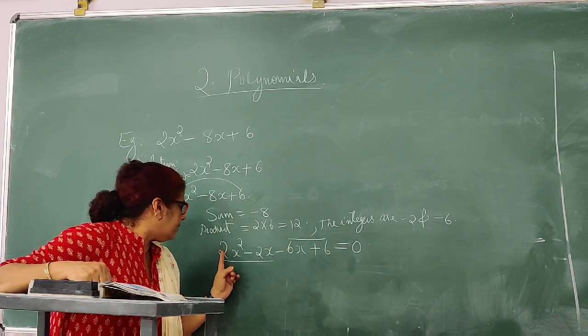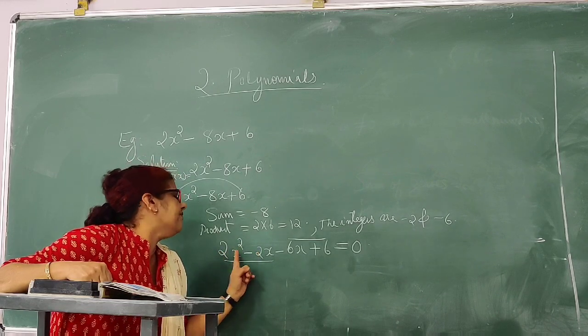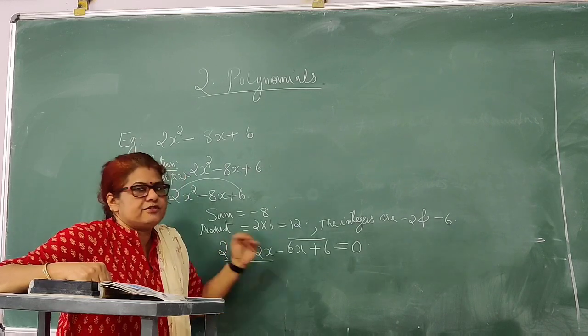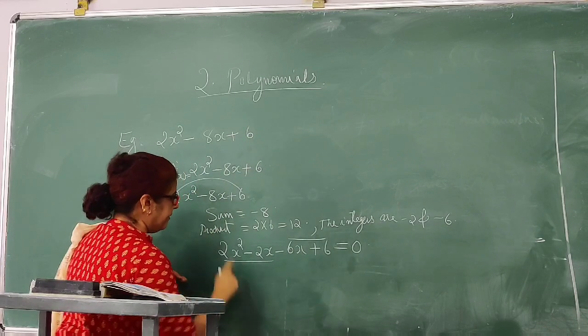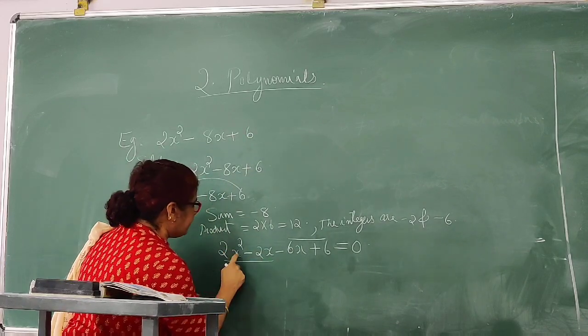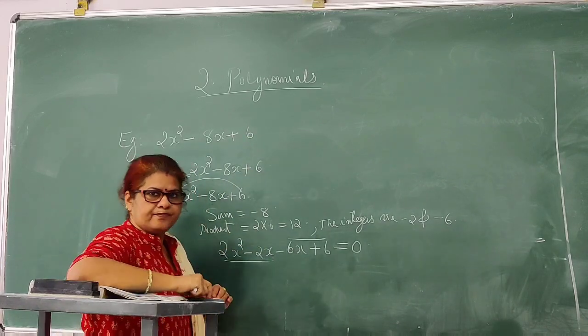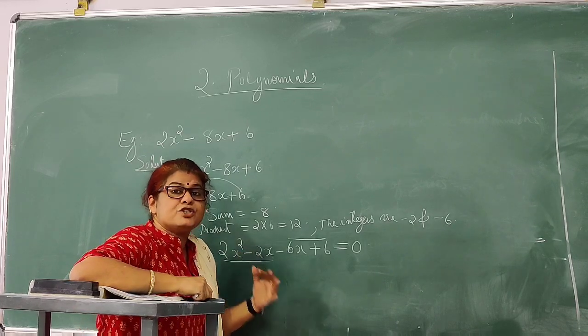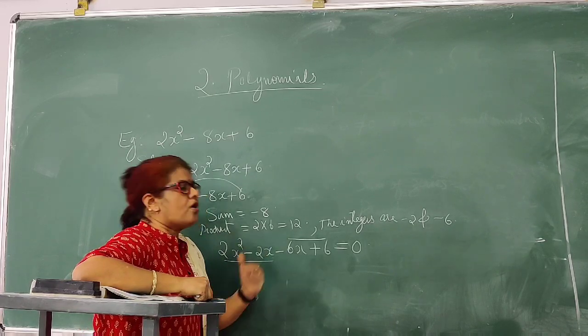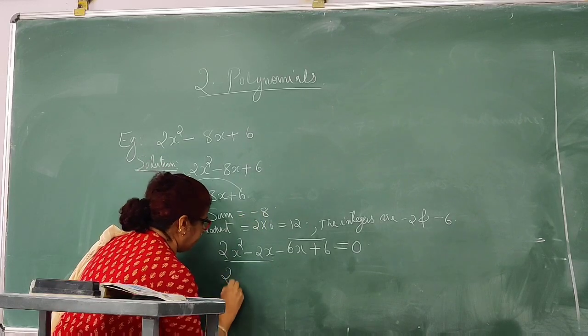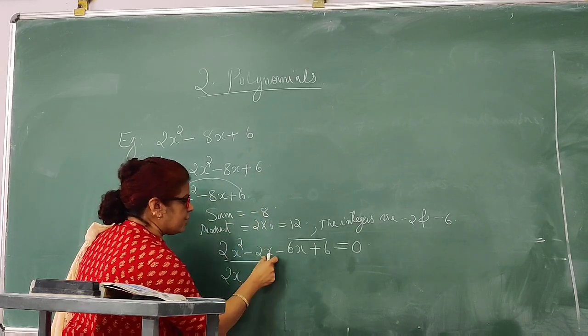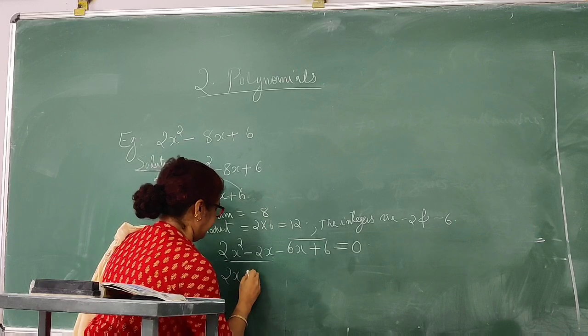Both from the coefficient part and the variable part, from both we have to take a common factor outside. Then from 2x square and 2x, what is common? Common means it should be the HCF, highest common factor. It is 2x, no doubt. From 2x square and 2x, we take 2x outside.